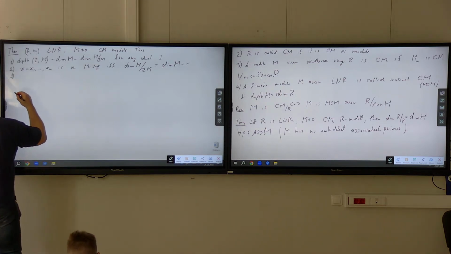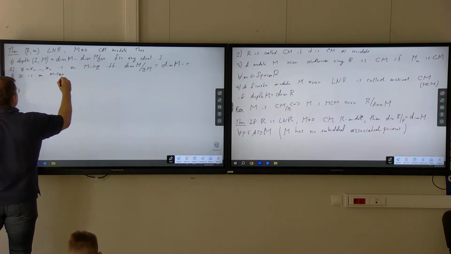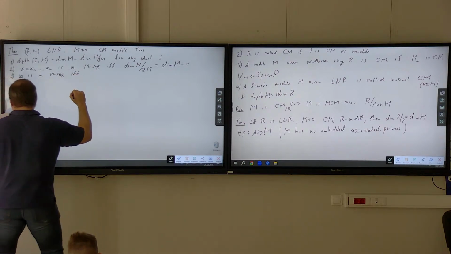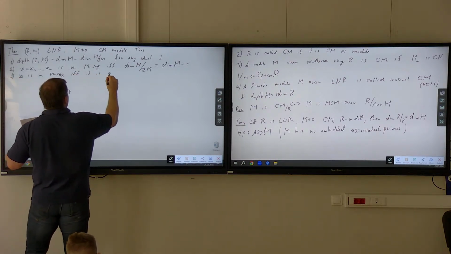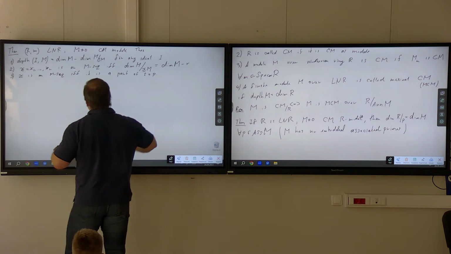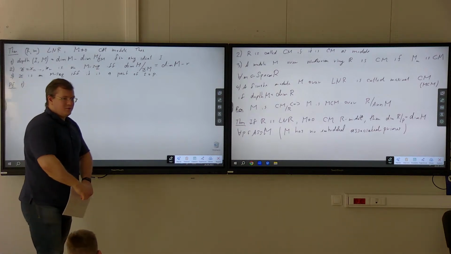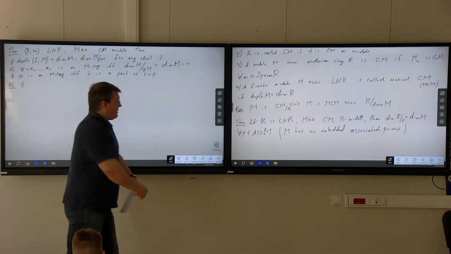3. The sequence that I introduced before, X, is an M sequence if and only if it is a part of a system of parameters. Okay. Definition, system of parameters. No, I'm assuming that you know system of parameters. But do you need a brief reminder of what a system of parameters is? Okay.